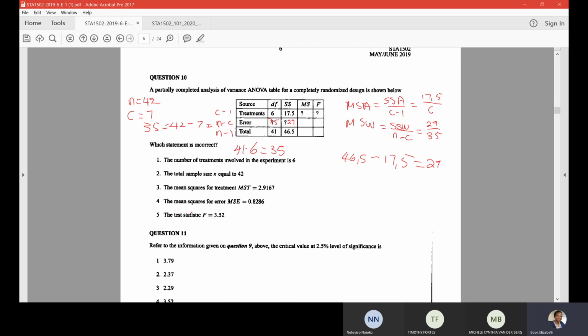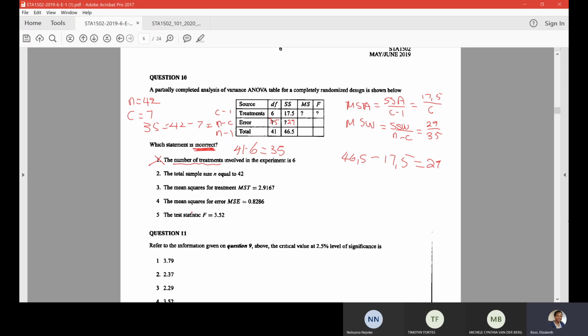So let's answer the questions, because I'm not going to do all the calculations for you. We're looking for the incorrect answer. The number of treatments, which are the number of groups, are they 6 or 7? Seven. There are 7. So this would have been the incorrect one, and since the question is asking for the incorrect one, that would have been your answer.